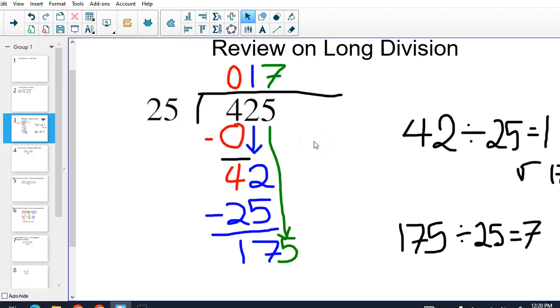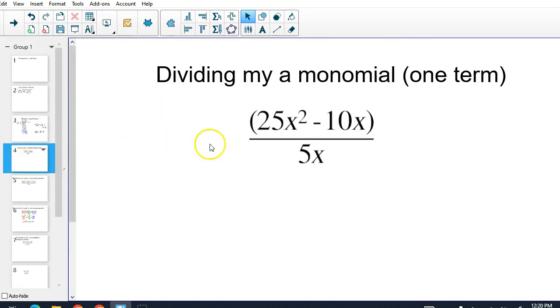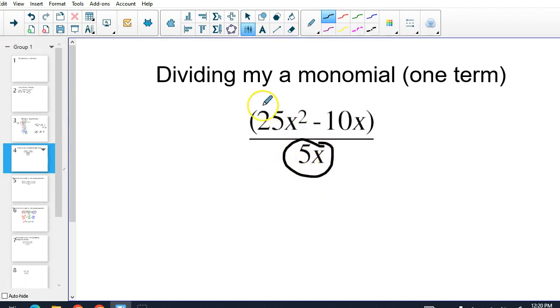Nothing too crazy, but I just thought it was a good idea that we should review this a little bit since we're going to be using it with polynomials. Another review is you guys should in Algebra 1 have divided by monomials, but we'll do a little review for it. So when we divide by monomials, we can divide this bottom piece by each piece on the top.